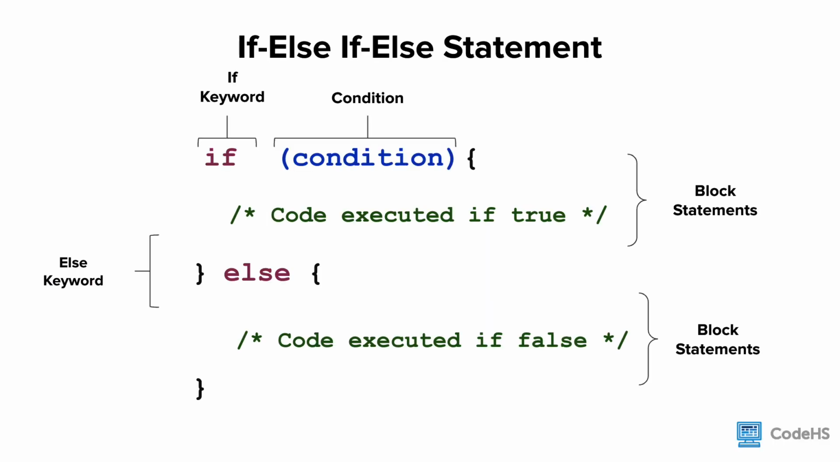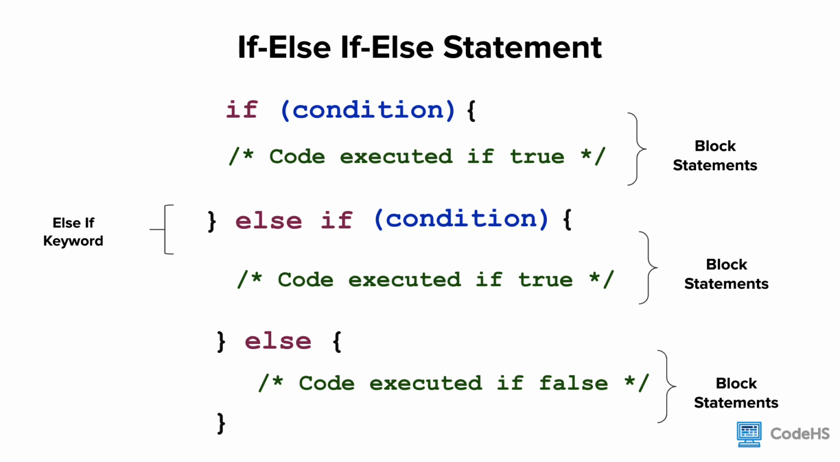Okay, finally, let's look at what happens when we add an else if clause. So again, we start with the same basic principles that we saw before with an if and an else. But now, before the else statement, we're going to add an else if block. You can see the else if block starts with the keyword else if, and it also has a second condition to it.